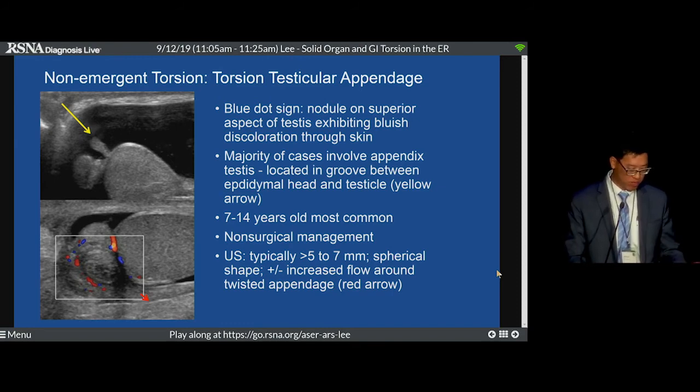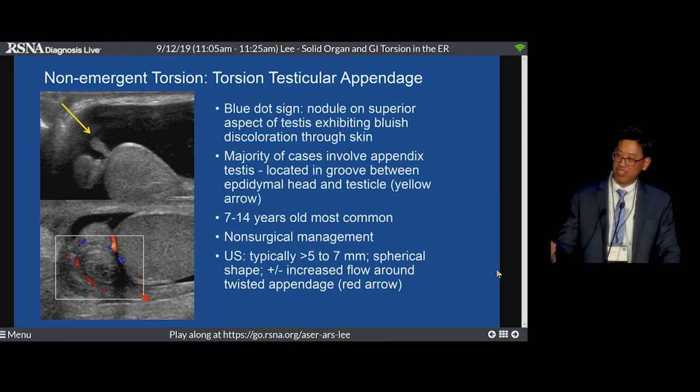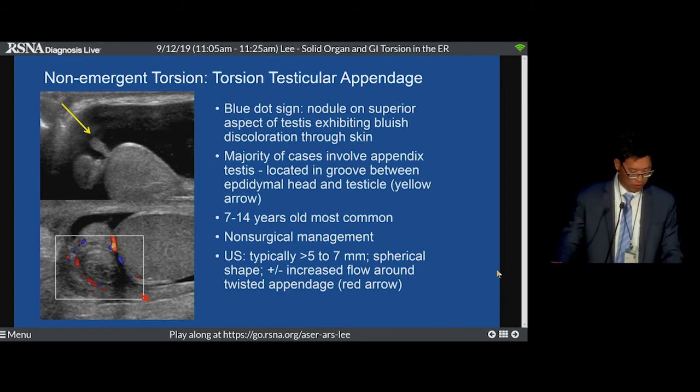So many times on physical exam, the ER physician can see a focal area of discoloration in the scrotum. So it's always fun for us, when we make this diagnosis, to ask the ER resident or physician to go back and check and see if there is some discoloration. And if there is, they think you're really smart for a little bit, and then they go on to their usual.